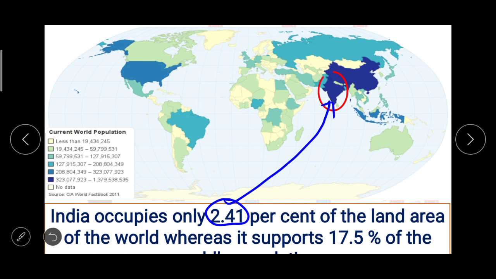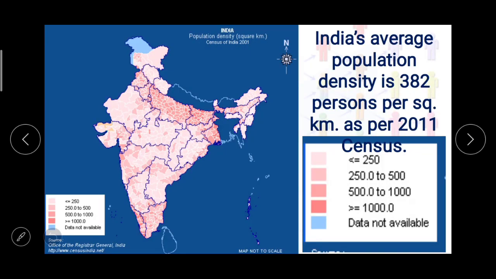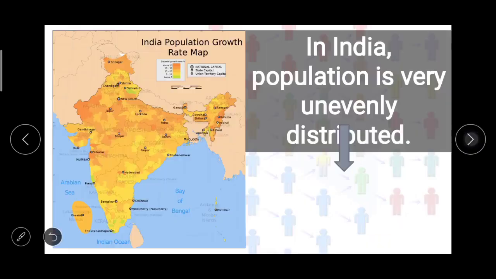And there you can see India's average population density is 382 persons per square kilometer as per the 2011 census. Here again, by using this information we can observe this map, population density per square kilometer according to the census of India 2001. But as per 2011, India's average population density is 382 persons per square kilometer.